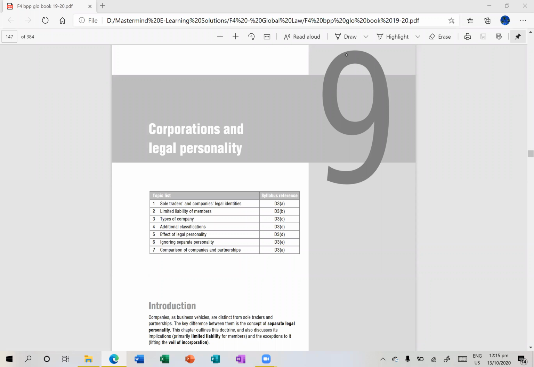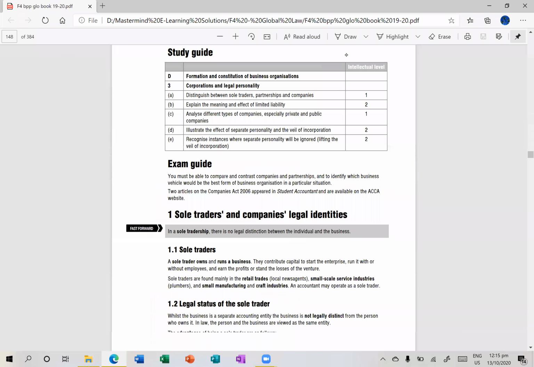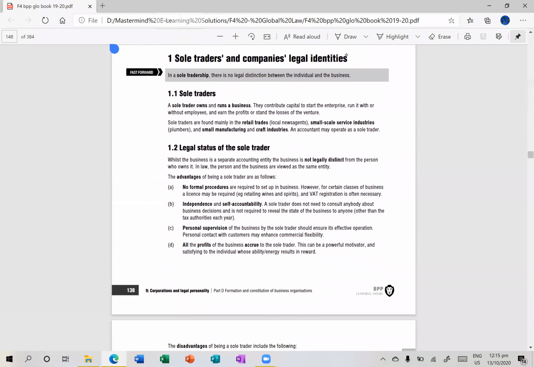Now, today we are starting off with corporations and legal personality. That is chapter number 9. First of all, let's discuss what sole traders are and what the difference is between a company and a sole trader. A sole trader is someone who is the sole owner of his company. He runs the company himself, he finances the company himself, he owns the company himself. Okay, he is the sole owner, he is the only owner of the company.